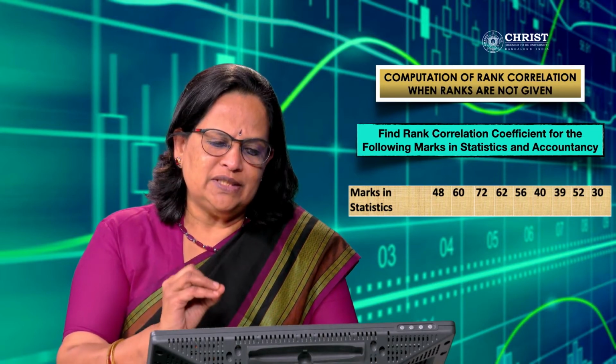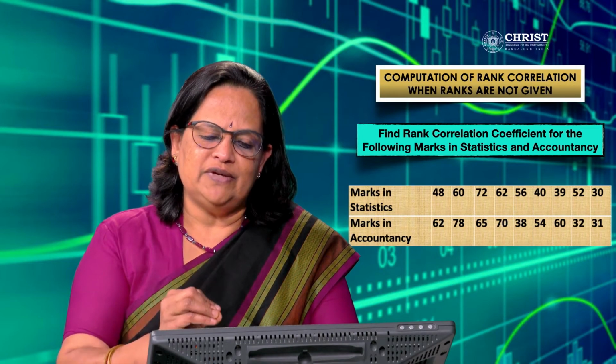Now problem 2. Find the rank correlation coefficient for the following marks in statistics and accountancy. Here also ranks are not given but the marks are given. Marks in statistics: 48, 60, 72, 62, 56, 40, 39, 52 and 30. Marks in accountancy: 62, 78, 65, 70, 38, 54, 60, 32 and 31.